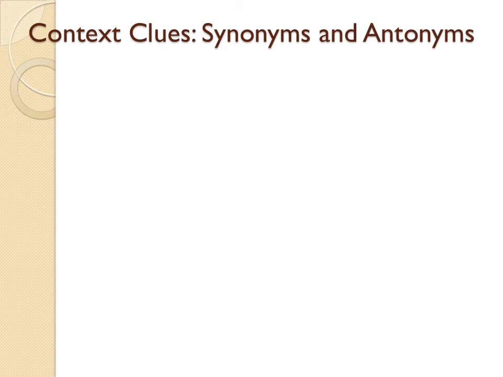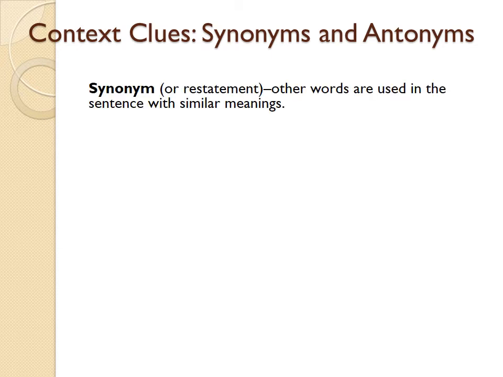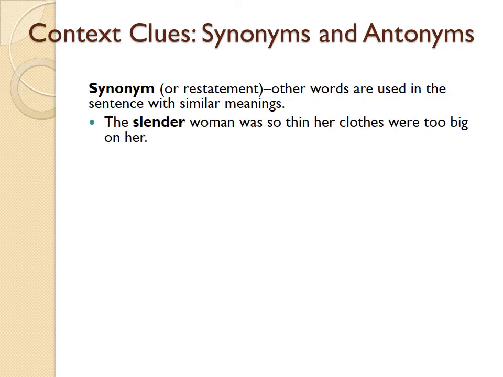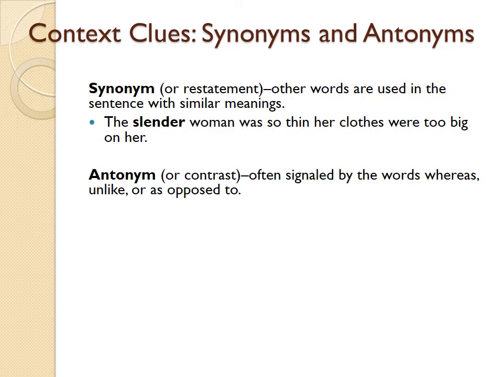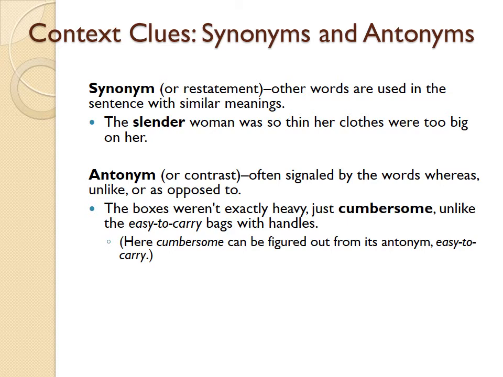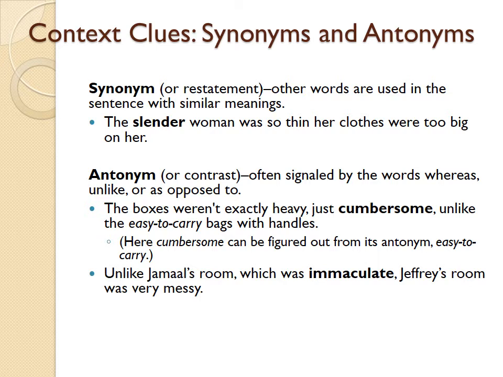So we look at context clues for synonyms and antonyms. A synonym, or a restatement of what the words are used within a sentence, has a similar meaning. So for example, the slender woman was so thin her clothes were too big on her. Or an antonym, which would be a contrast, would signal where the words are opposed to. So the boxes weren't exactly heavy, they were just cumbersome, unlike the easy to carry bags with handles. So here we have cumbersome can be figured out from its antonym easy to carry.